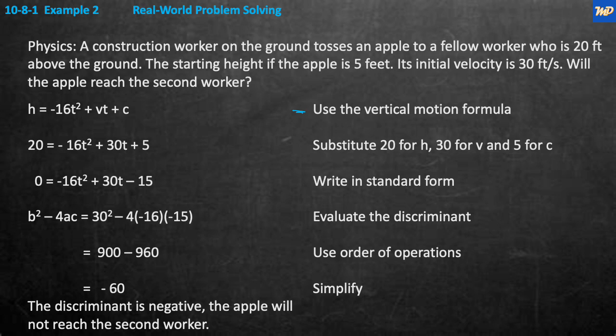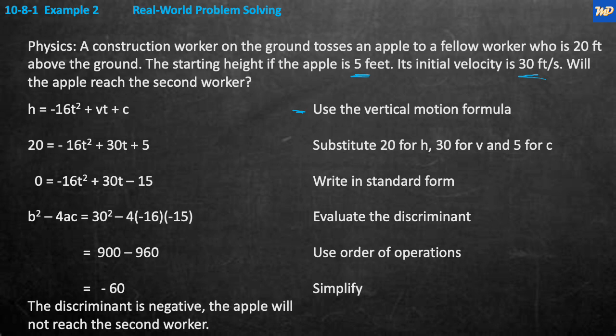So now we fill in. h is 20. That's how high we're looking for it to get to, 20 feet above the ground to the worker up on top. Minus 16 t squared. You don't do much with that. But plus v t. v is 30 feet per second. It's right here, 30 feet per second. That's our v term. Plus 5. And 5 is the starting location of the apple when the apple's released from the worker on the ground's hand.